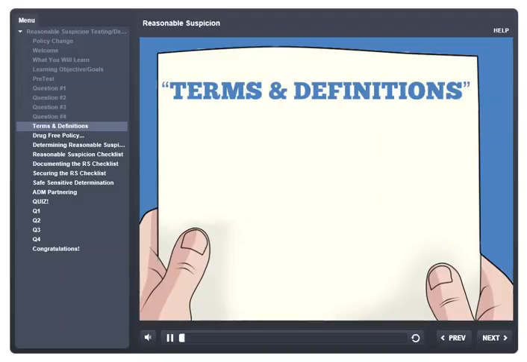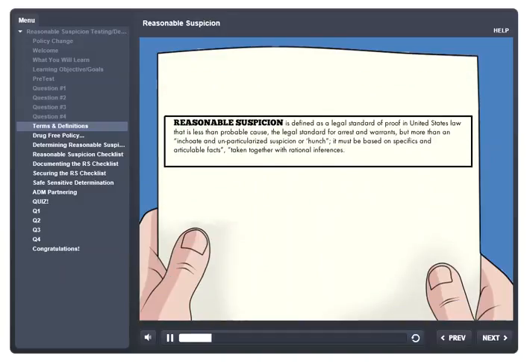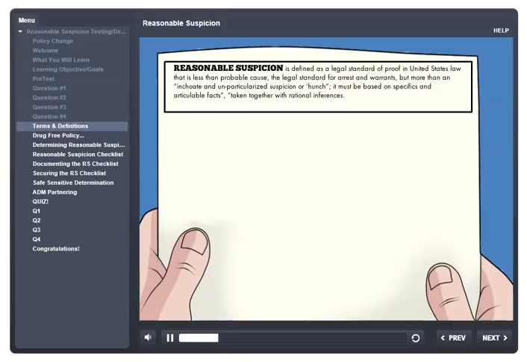Here are some terms and definitions you should become familiar with that will help you learn some of the content throughout this module. Reasonable suspicion is defined as a legal standard of proof in United States law that is less than probable cause, the legal standard for arrest and warrants, but more than an inchoate and unparticularized suspicion or hunch. It must be based on specifics and articulable facts taken together with rational inferences.